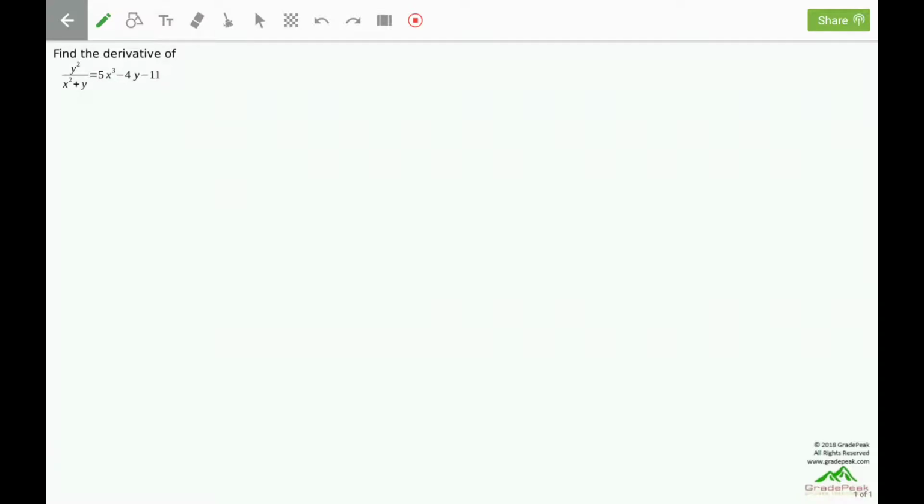Find the derivative of y squared over x squared plus y equals 5x cubed minus 4y minus 11. We have an implicit equation here. We have an equation involving x and y, but it is not solved for y in terms of x, and it's not possible to solve for y in terms of x, at least not in a simple fashion. So we will take the derivative implicitly.